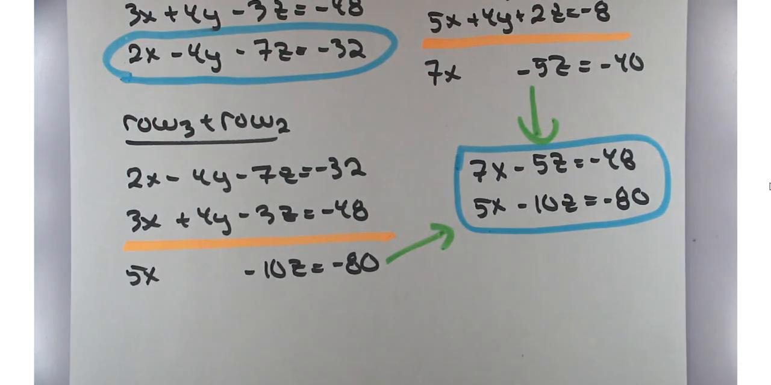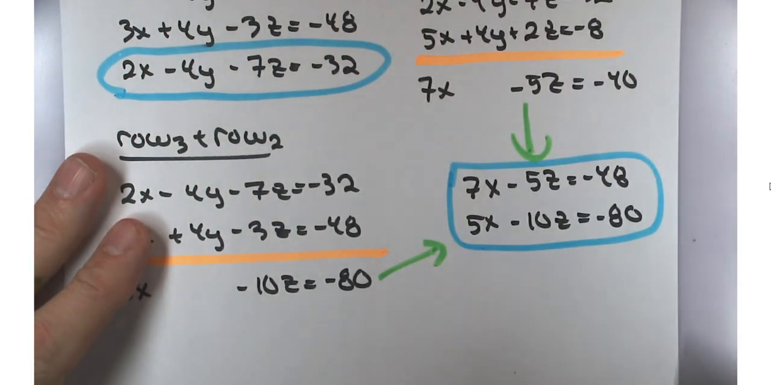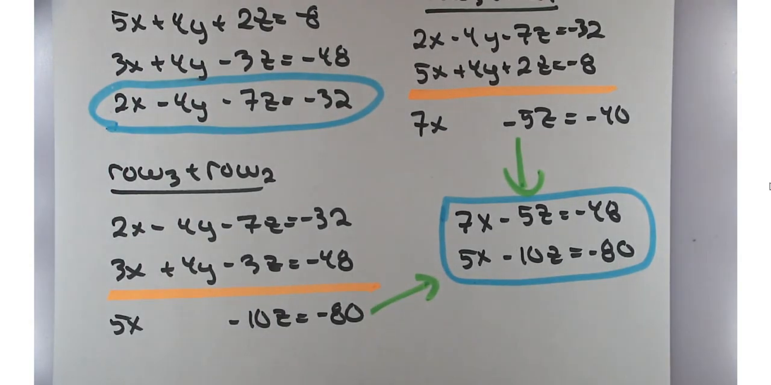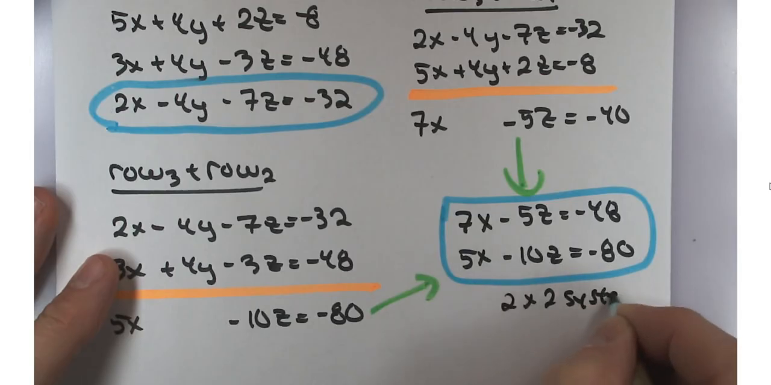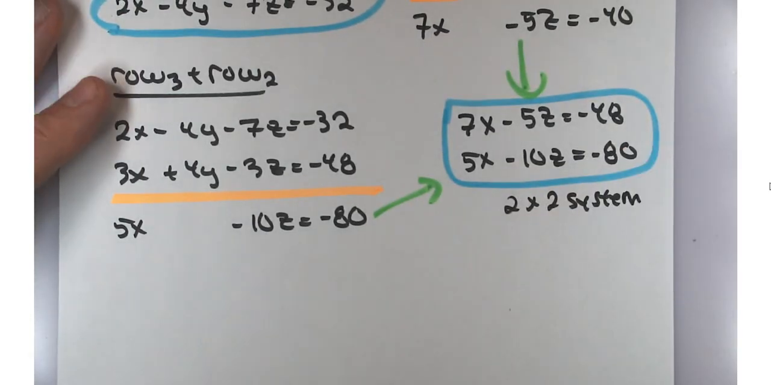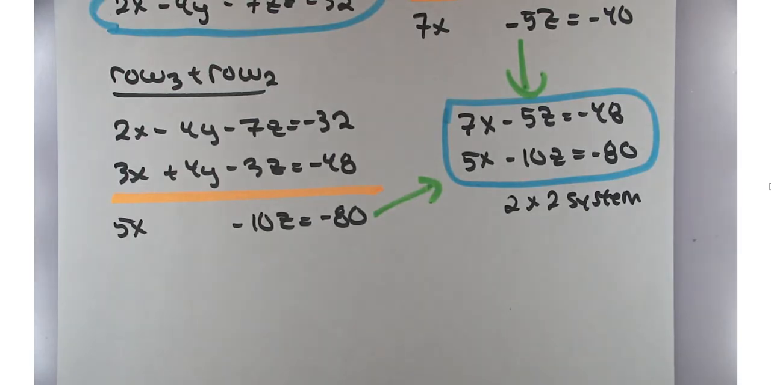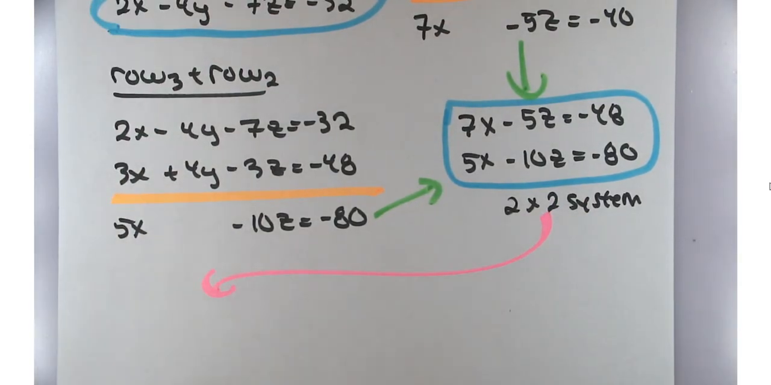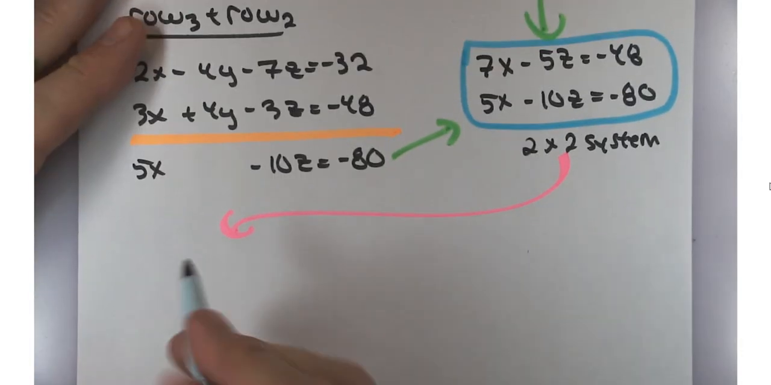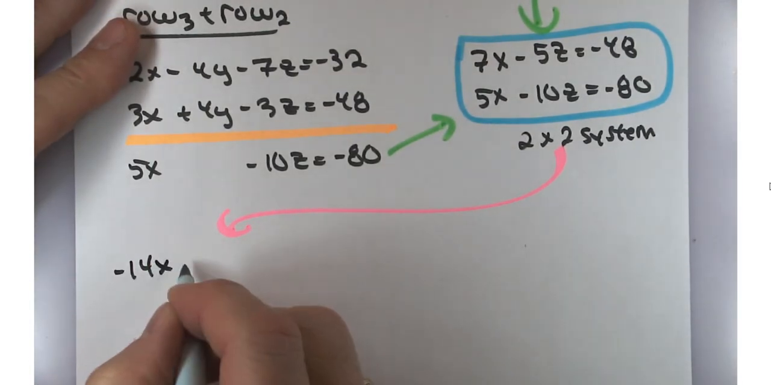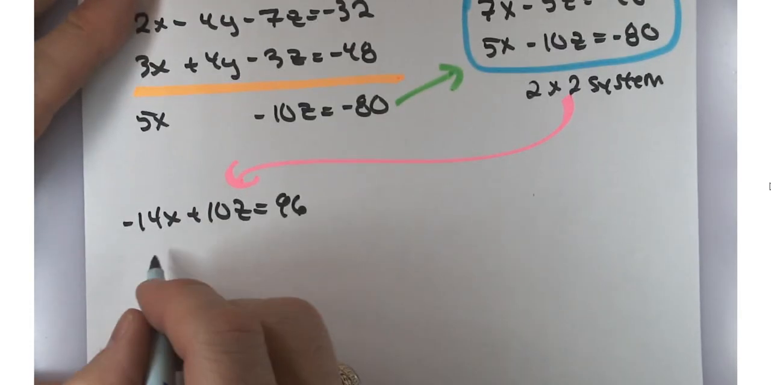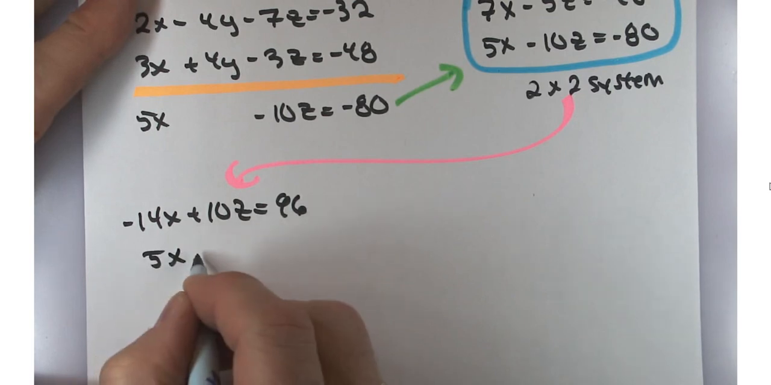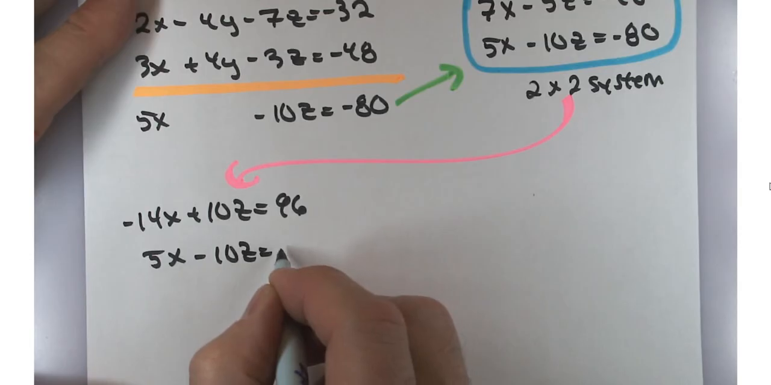But this is a nice intermediate goal. If you get here on your exams, that's some good partial credit, even if you make a mistake the rest of the way. This is your 2x2 system. So to solve that one, I'm going to multiply the top equation by -2. That's going to give me -14x plus 10z equals 96. I'm going to add that to 5x minus 10z equals -80.